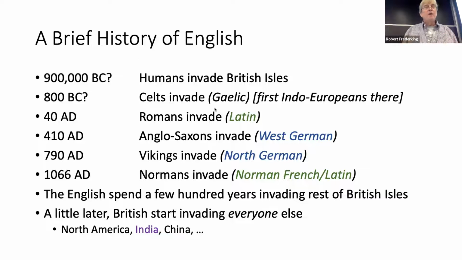Nobody knows. Maybe the Picts, or maybe the Picts were another kind of Celt. No one knows. They fight about it. But so the Celts invaded maybe 800 BC when the Indo-European languages moved in. And then the Romans invaded in 40 AD and brought in Latin, which was a Romance Indo-European language, different from the Celtic languages. And then the Romans left in 410.